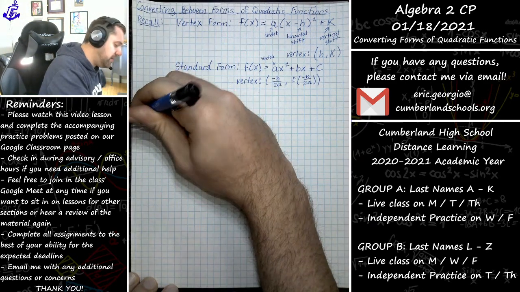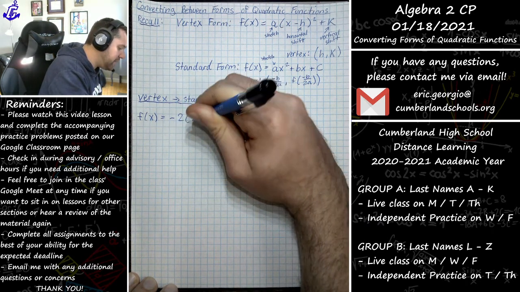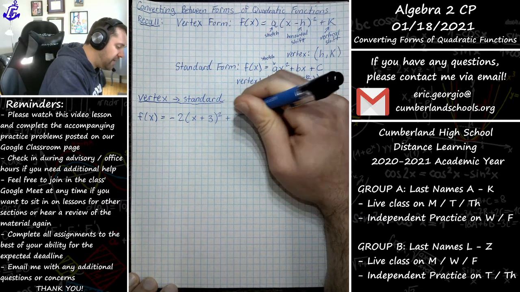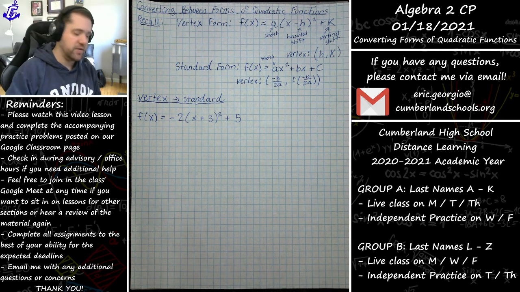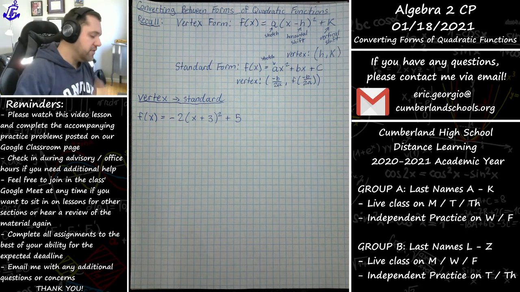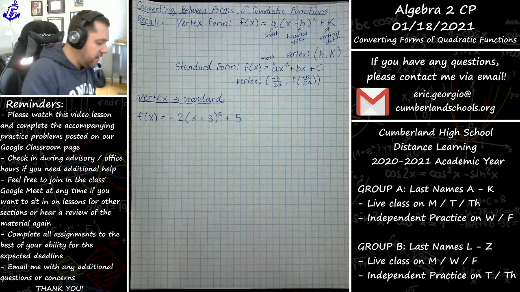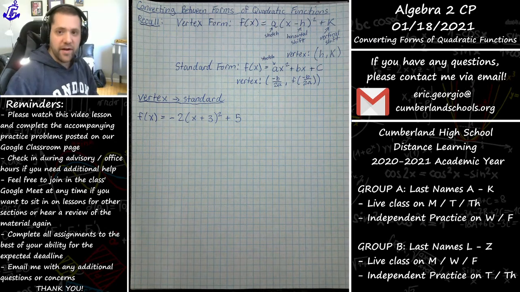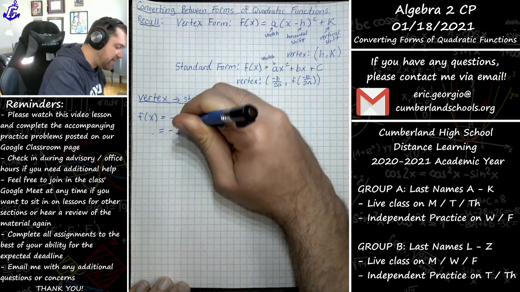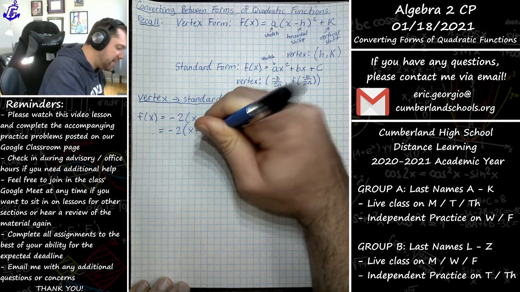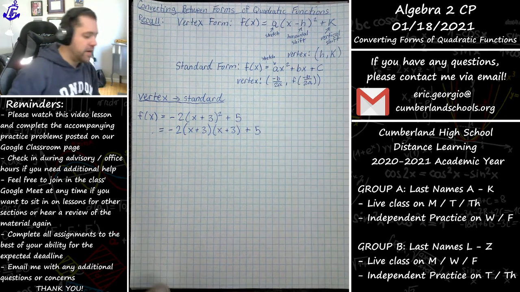Suppose we have an example like this. f of x is equal to negative 2 times x plus 3 squared plus 5. And I want to take that function and rewrite it in standard form as opposed to vertex form. Well, in order to accomplish that, we can really just expand the binomial. Here I have x plus 3 squared. We know how that works. That's the same as saying it's x plus 3 multiplied by itself. And rewrite this as negative 2 times x plus 3 times x plus 3 plus 5.